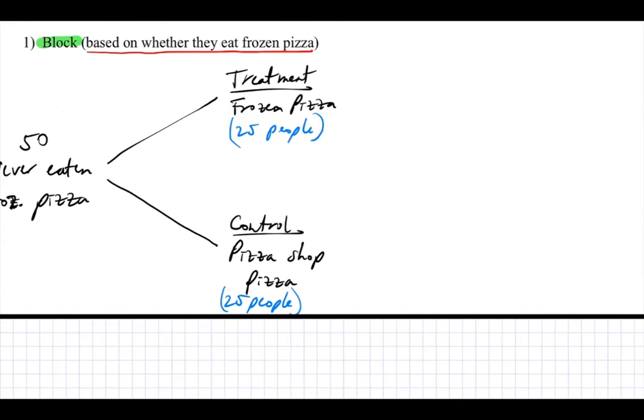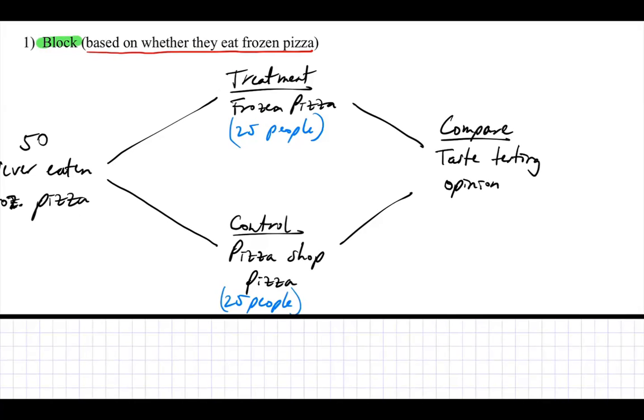Okay, so what would we measure? We'd compare what? How would we compare? Yeah, because we're going to create some sort of scale, right? 0 being the worst pizza you ever had, 10 being the best pizza you ever had. So we're going to compare their taste testing results, their taste testing opinions.